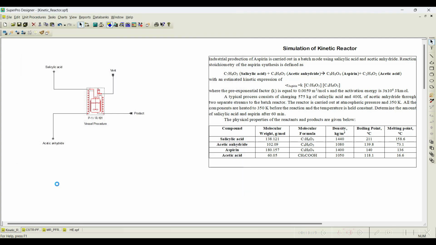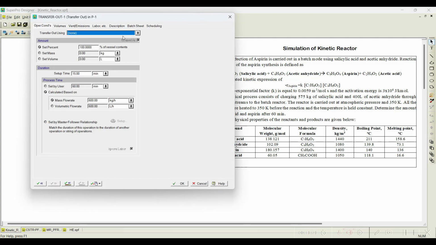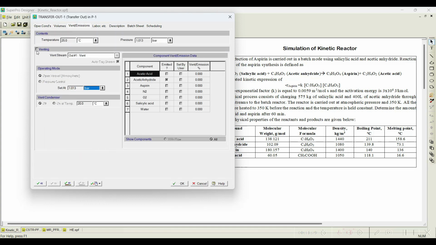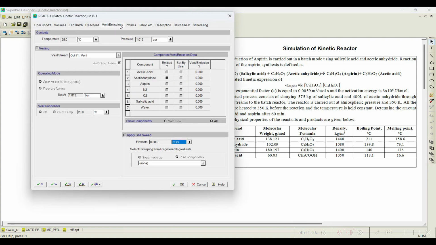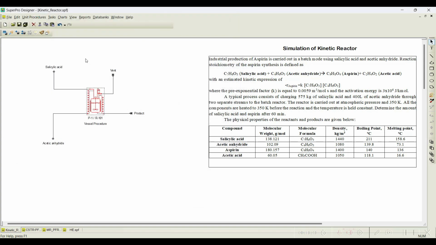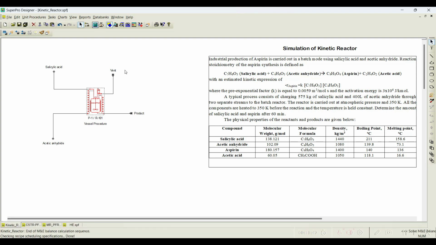And the last operation is transfer out. This is the transfer out, the product stream, 100% we transfer out, rest all we go with default values. The vent emission also you can make venting, open vessel, as we did in the previous reactor operation also. We make the vent emission as venting and open vessel, click OK. So we fed all the information to this particular procedure.